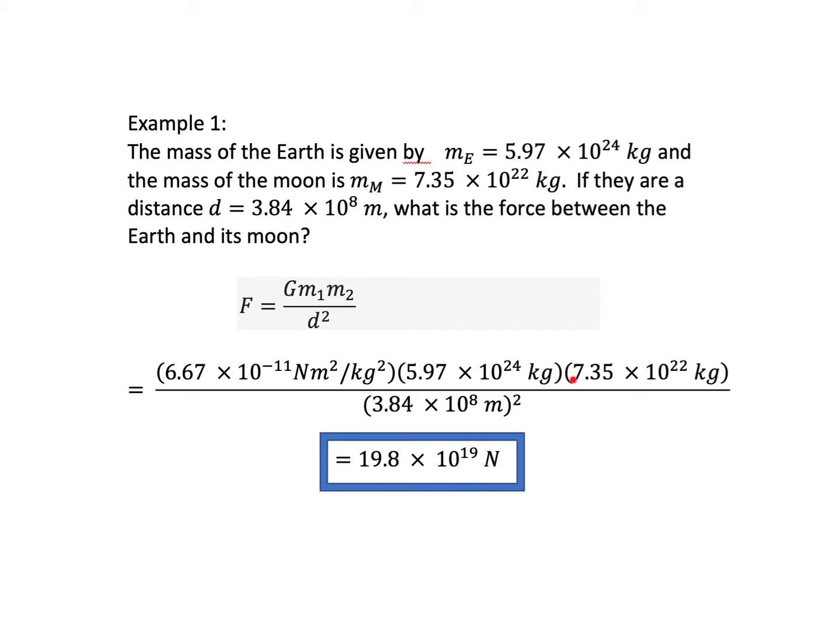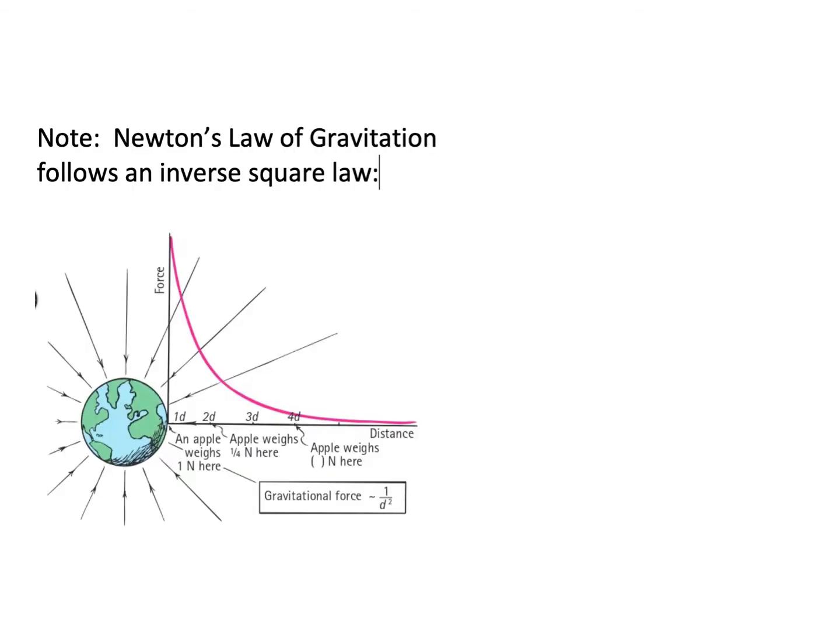So that's 7.35 times 10 to the 22 kilograms. And then we divide that by 3.84 times 10 to the 8 meters. All of that gets squared. And when you plug all of those into your calculator, you end up with 19.8 times 10 to the 19 newtons. Now that's a pretty big force, but the Earth and the Moon are pretty big, so they give a pretty big force of gravity between them.